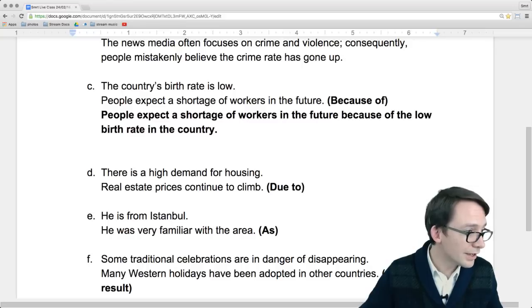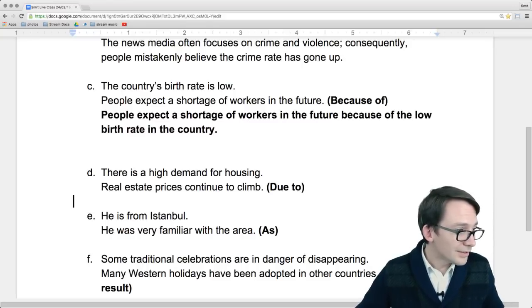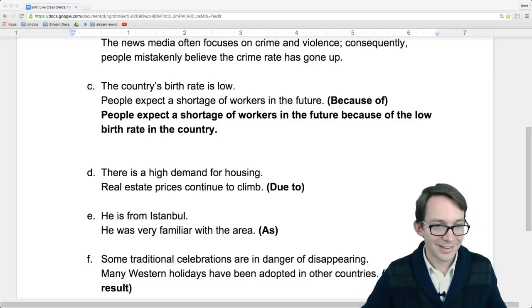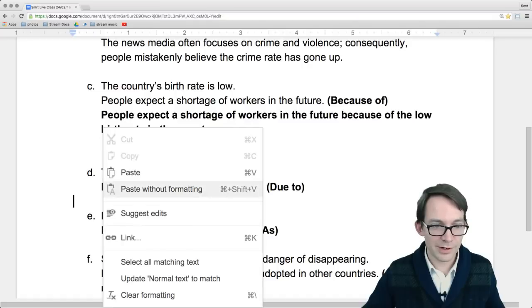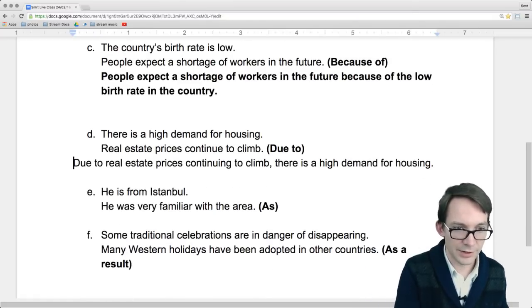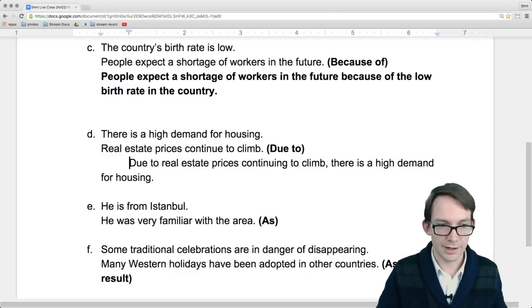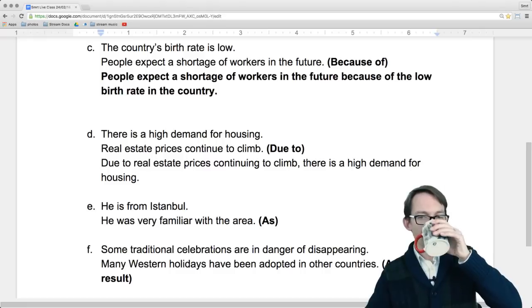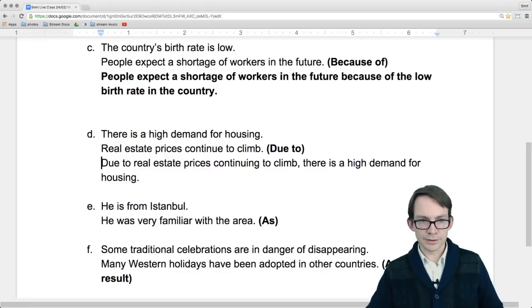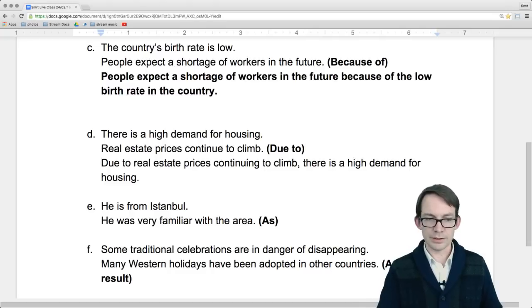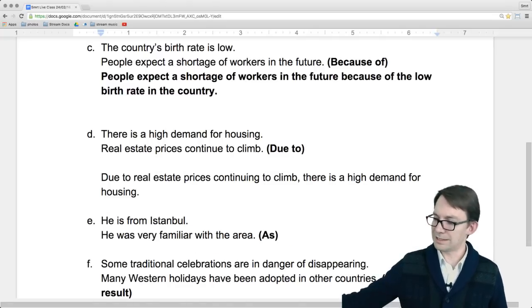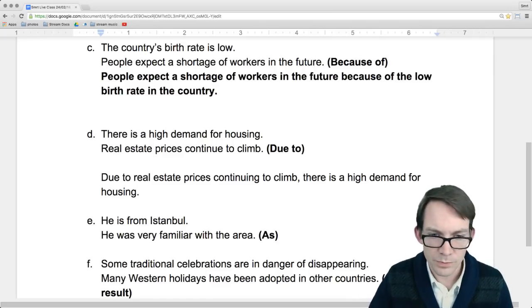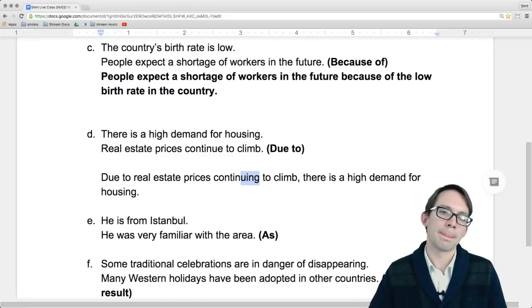All right. What about D? Who I've got for D? All right, John, I'll go to you. John's got the answer. Let me put it up here. And he says that, all right: due to real estate prices continuing to climb, there is a high demand for housing. That's kind of a tricky one. Due to real estate prices continuing to climb. That one's a little bit awkward because of the use of that participle there.